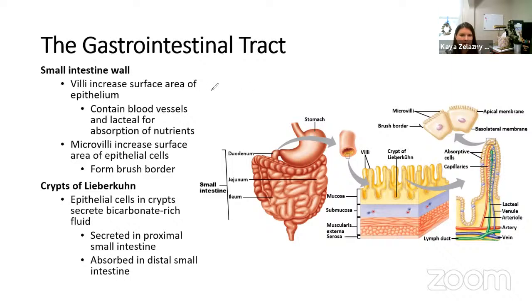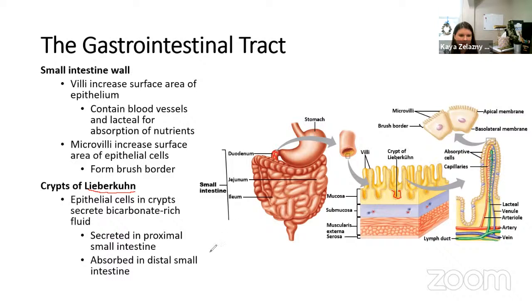The other thing we want to know about in the walls of the intestine are something called the Crypts of Lieberkühn. These contain epithelial cells that are secreting bicarbonate. The chyme coming from the stomach, which had a pH of 2, is very acidic, but the small intestine's contents are not acidic. So we have bicarbonate-rich fluid being secreted in the proximal parts of the small intestine, the parts right next to the stomach, like the duodenum, in order to neutralize that stomach acid.